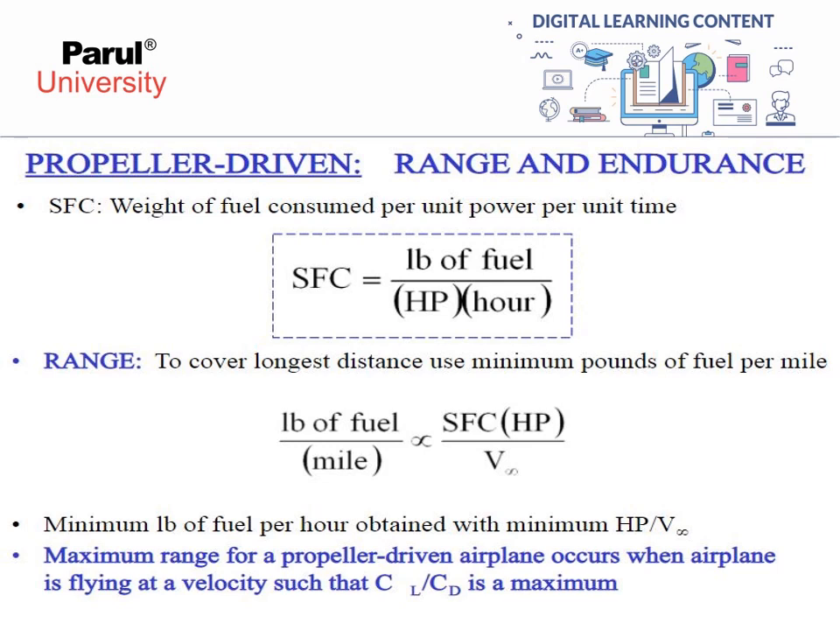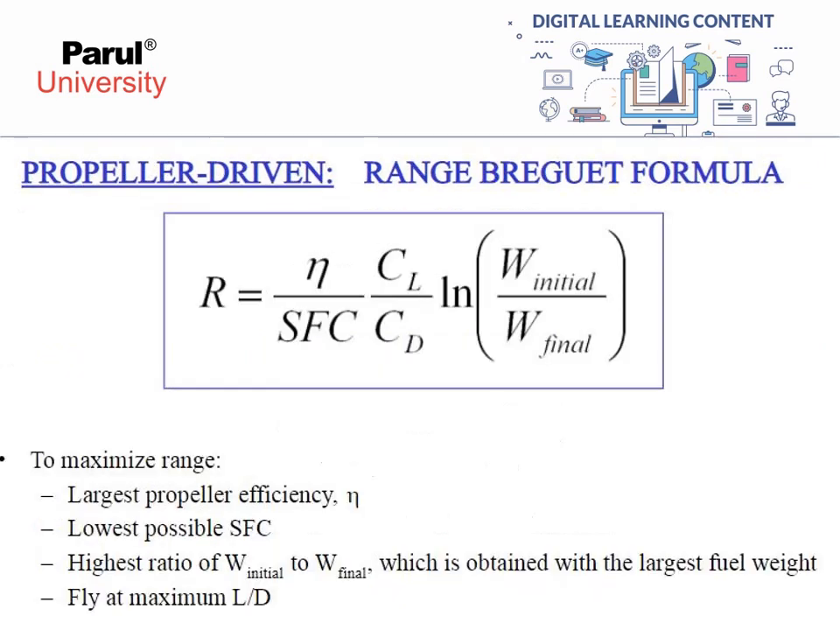For propeller driven range, to cover the longest distance, use the minimum pounds of fuel per mile. Then pounds of fuel per mile is directly equal to SFC into HP upon V infinity. You can say the minimum pounds of fuel per mile is obtained with minimum HP by V infinity, or maximum range for a propeller driven aeroplane occurs when the aeroplane is flying at a velocity such that CL by CD is maximum.